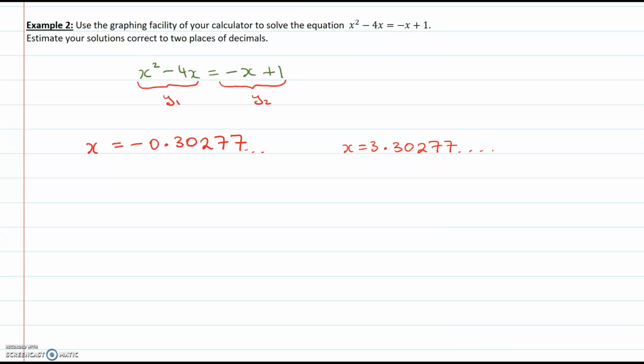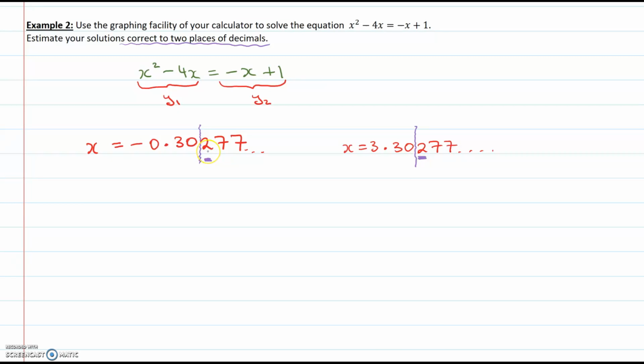Now we were also asked to write our answer correct to 2 places of decimals. So to do that, go to each of your answers and cut them off after the second decimal place. Count 2 places from the decimal point and then draw this line. There's only going to be 2 decimal places in our answer. What we have to do is look at the digit immediately behind the line.